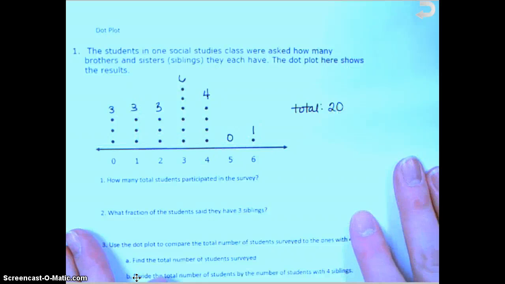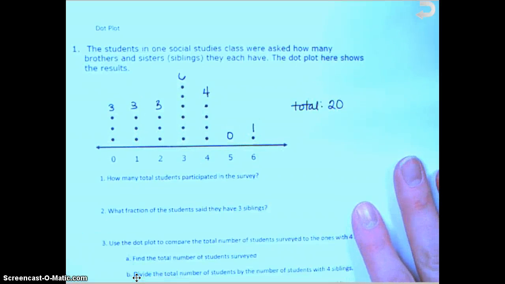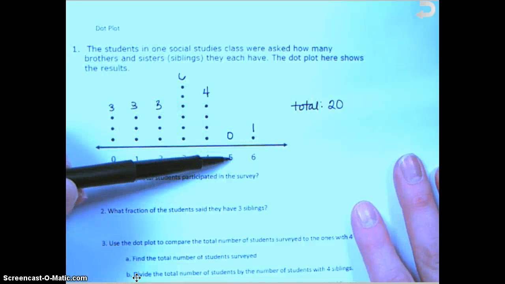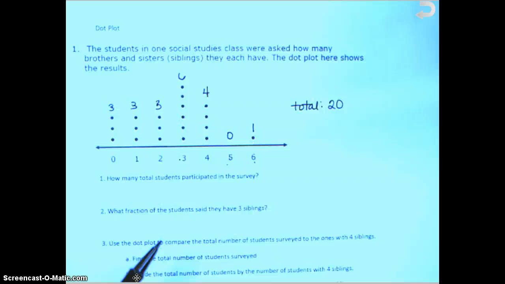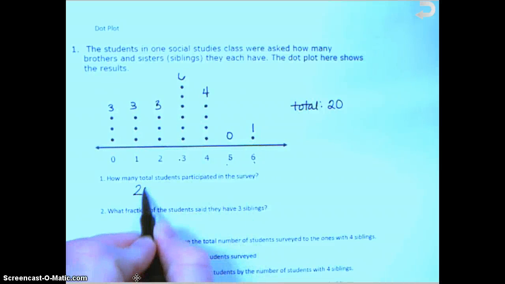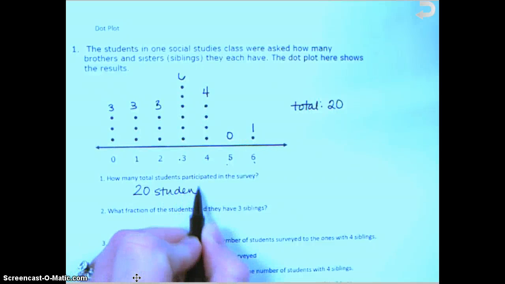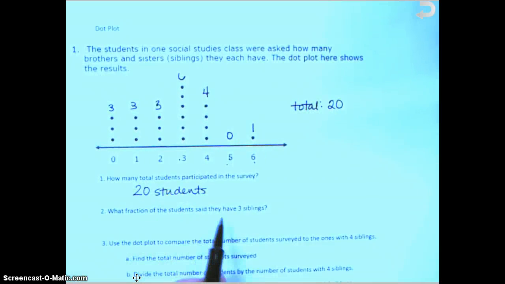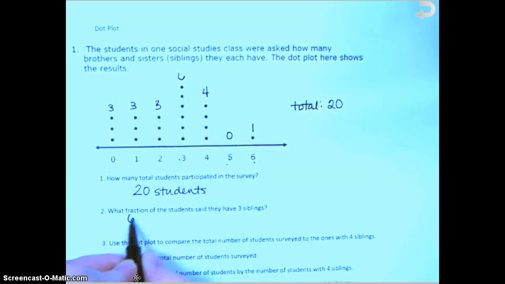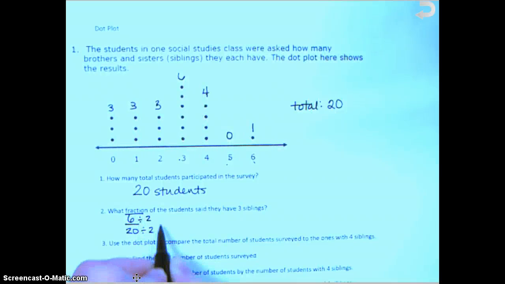So now I've kind of analyzed my graph. I can tell the majority of the people that were surveyed had 3 siblings. The least was 5 and 6 siblings. So I'm going to go to the questions. How many total students participated in the survey? Okay, we did that. 20. What fraction of the students said that they had 3 siblings? Well, 3 siblings would be 6. And since it's a fraction, 6 over 20. Divide that by 2. That's 3 out of 10 students that were surveyed.